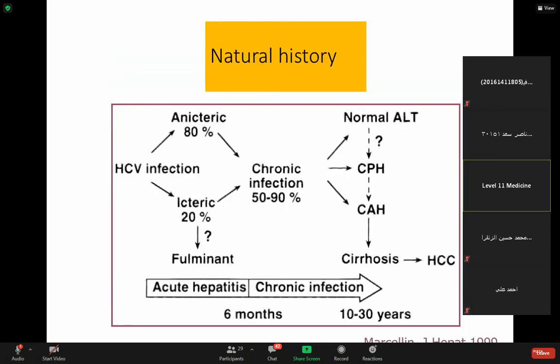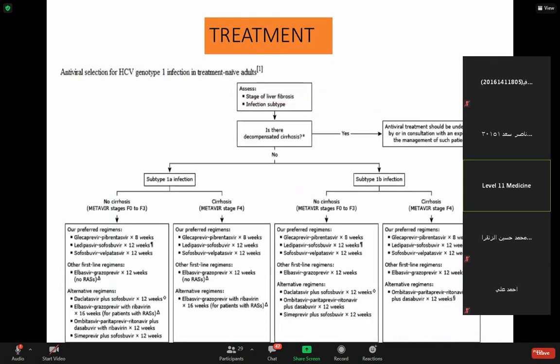So what is the natural history of hepatitis C? Well, we know that it rarely causes jaundice and an icteric state, and rarely leads to fulminant hepatitis. It's actually questionable, but mostly it is going to be in a chronic state, and eventually can lead to cirrhosis and hepatocellular carcinoma. So what are the treatments for hepatitis C?